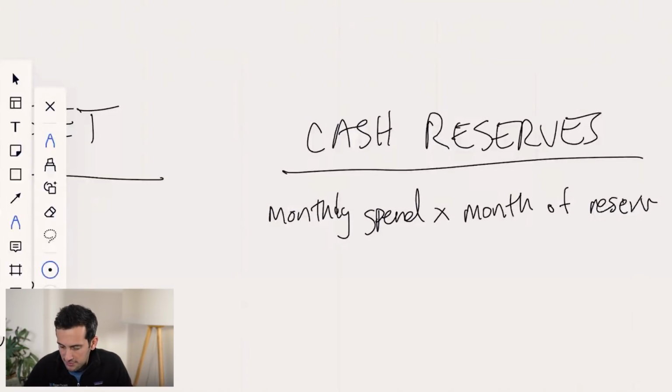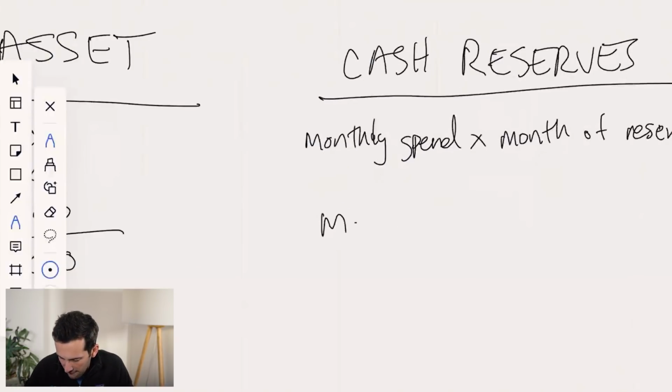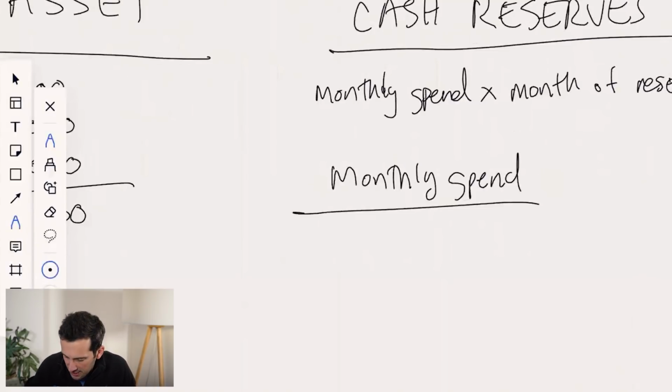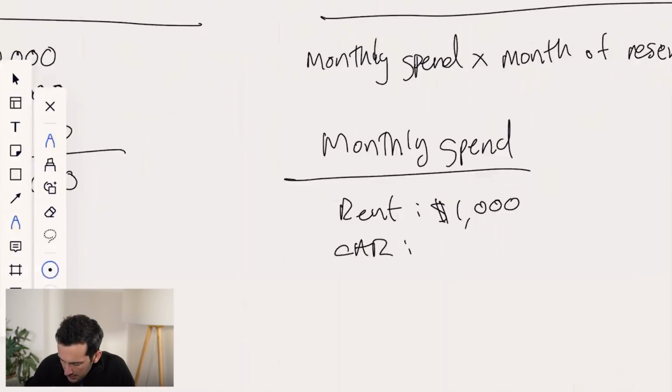So the next step here is figure out what your monthly spend is, right? So monthly spend, if you don't have a budget already, which hopefully you do, but if you don't, that's okay. You just need to figure out what your monthly spend is. So let's just say your rent, again, I'm going to make all these numbers up right here, is $1,000 a month. Let's say your car is $500 a month.